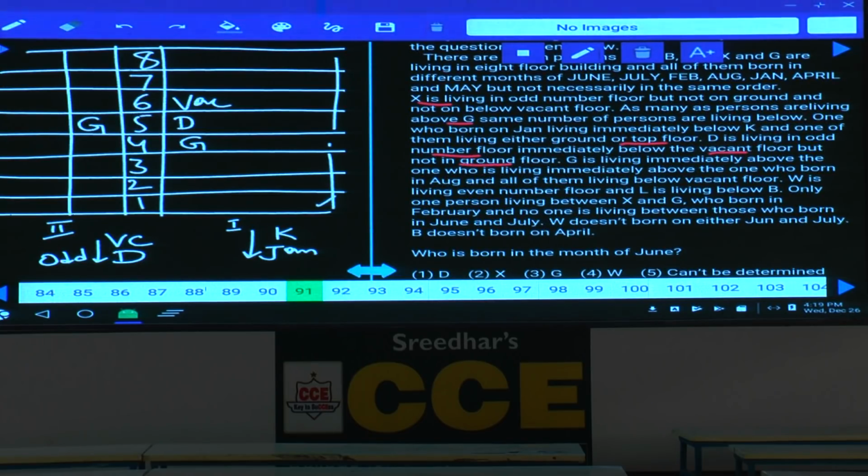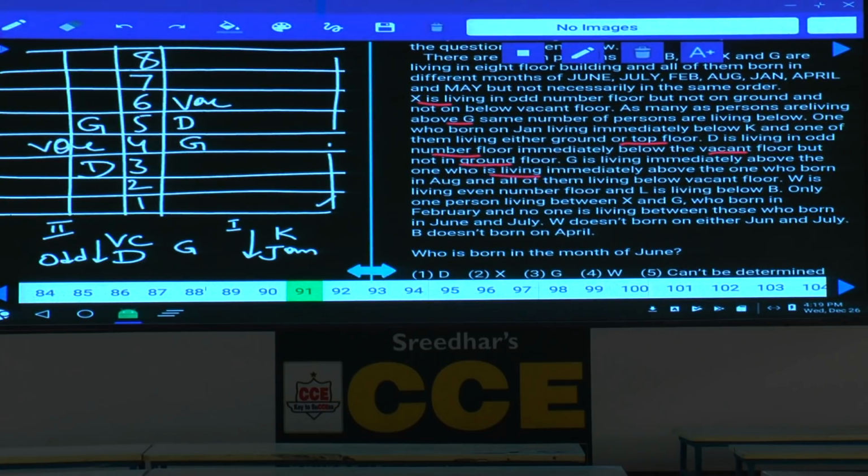Again in this one, the vacant floor can be in the first 4 places, and if the vacant floor is here, then D will be here, isn't it? Hence as of now there are 2. G is living immediately above the one who is living. Now we are talking about this G.